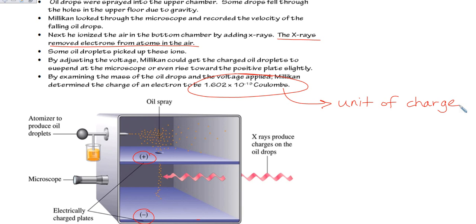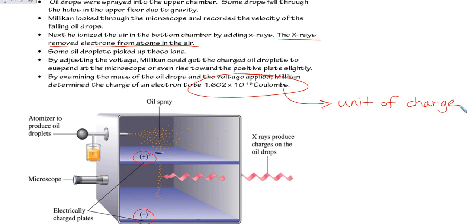This number is not anything that you need to memorize. It's in the AP packet. It's under a section called atomic structure. It's listed as electron charge, and it has it listed as negative 1.602 times 10 to the negative 19th coulombs. The charge on one electron.